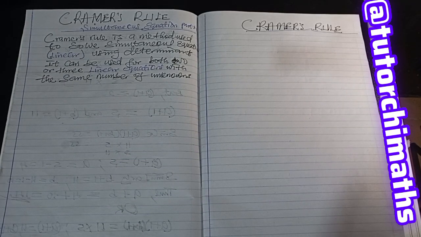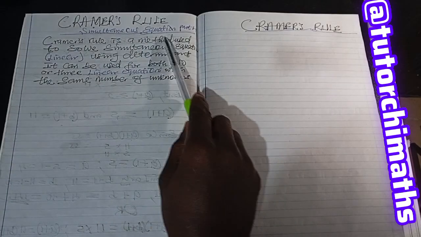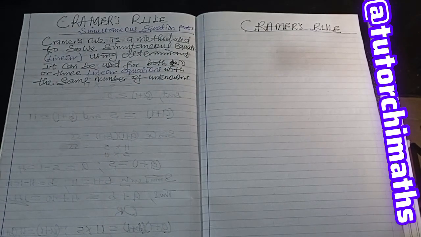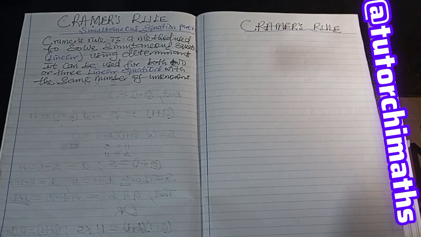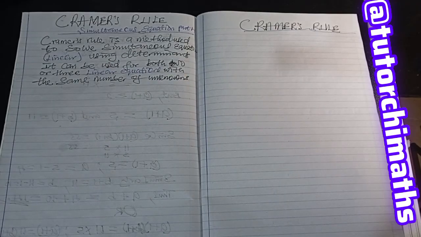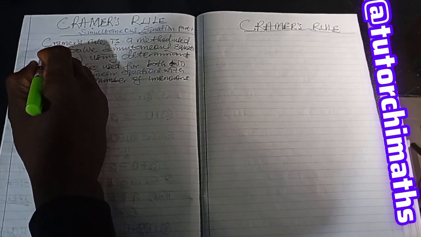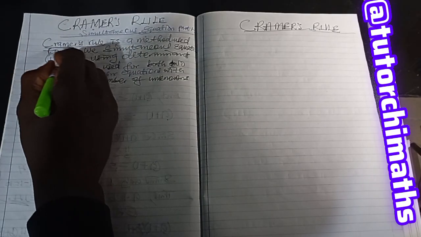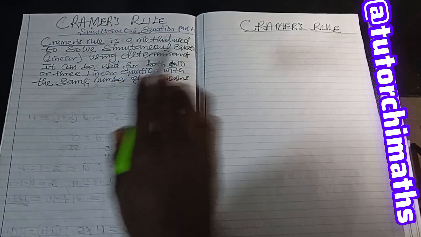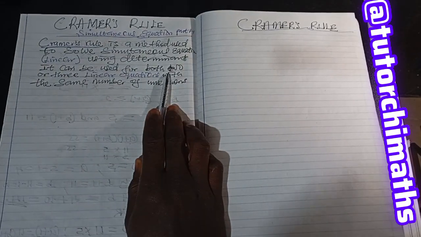Welcome back. Okay, today we'll be considering Cramer's rule. That is simultaneous equation part 4. We have considered simultaneous equation part 1, part 2 where we use elimination method, part 3 substitution. So this is part 4. We are going to use another method to solve. Alright, good. Cramer's rule is a method used to solve simultaneous equations, majorly linear, using determinants.